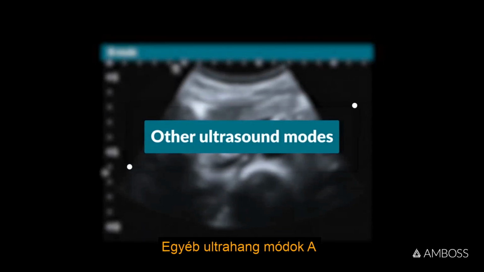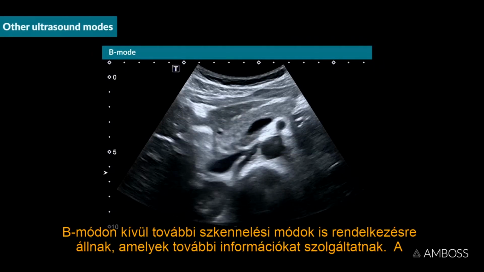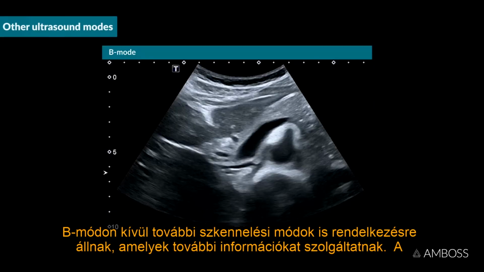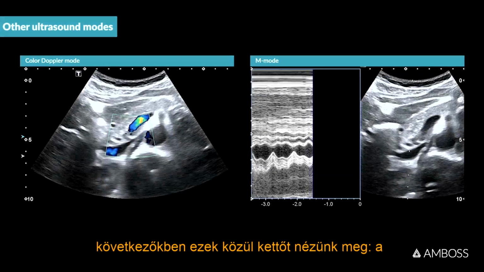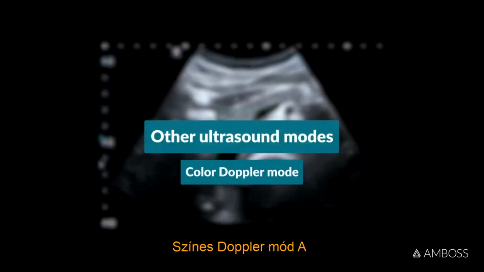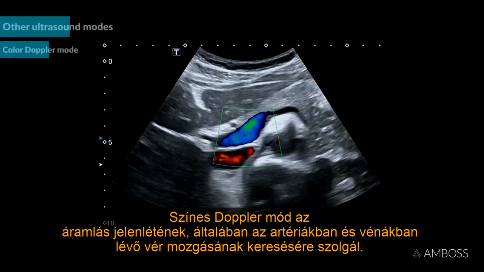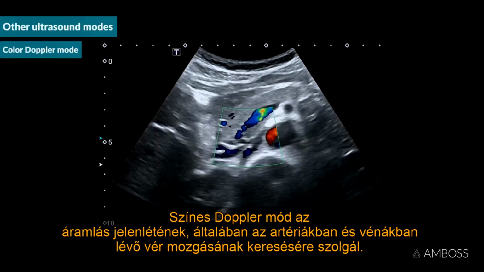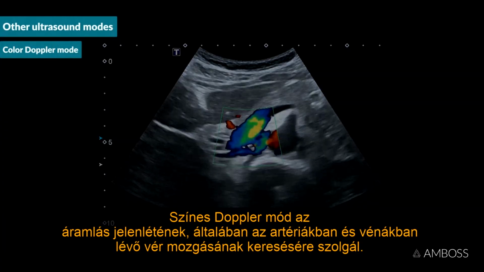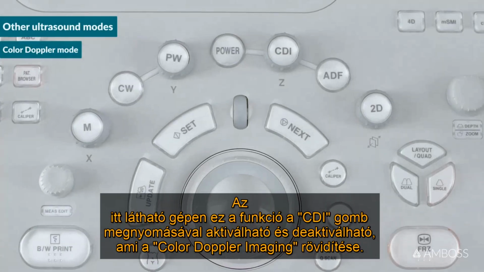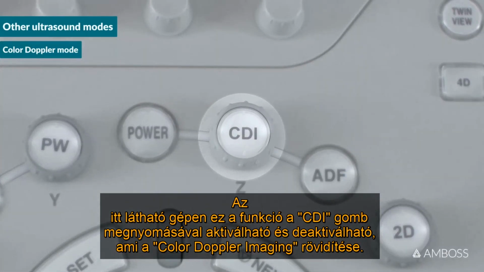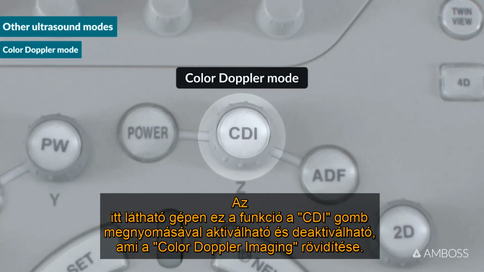Other ultrasound modes. In addition to B mode, there are other scanning modes that provide further information. We'll look at two of these next: Color Doppler mode and M mode. Color Doppler mode. Color Doppler mode is used to look for the presence of flow, usually the movement of blood in arteries and veins. On the machine shown here, this function is activated and deactivated by pressing the CDI button, which stands for Color Doppler imaging.